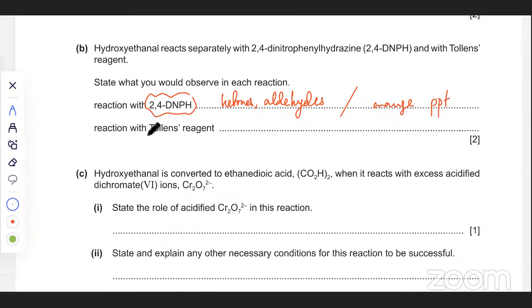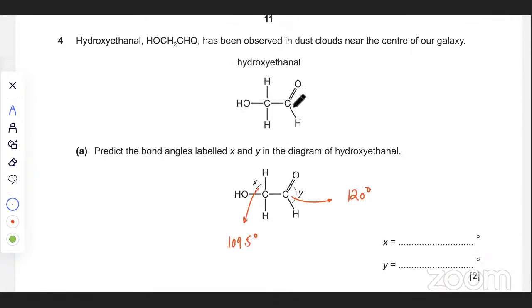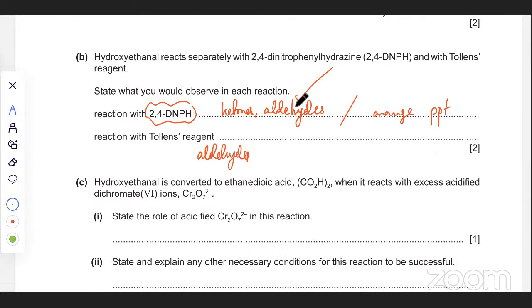For Tollens, between aldehydes and ketones, aldehydes are the ones that get oxidized. Ketones are resistant to oxidation; they don't get oxidized. Tollens is an oxidizing agent. And because it's an aldehyde, with the C double bond O right at the end, it's obviously an aldehyde. So for aldehydes, Tollens would form a silver mirror and a black precipitate, and oxidation would happen. The aldehyde would turn into a carboxylic acid. So it's also going to form a black precipitate.